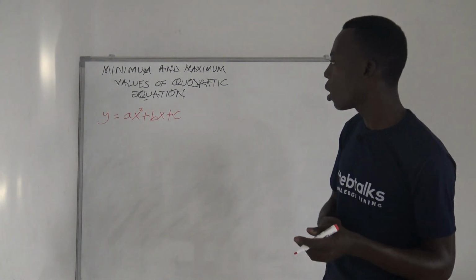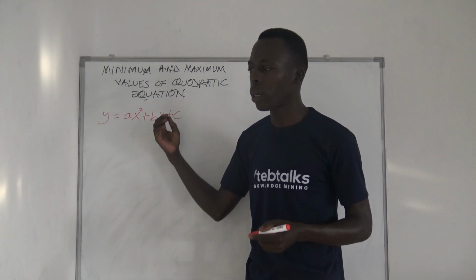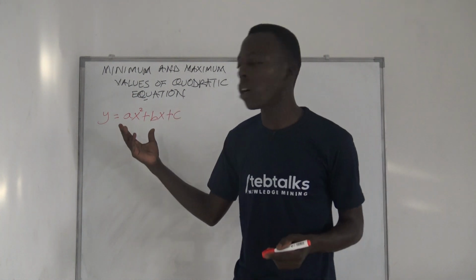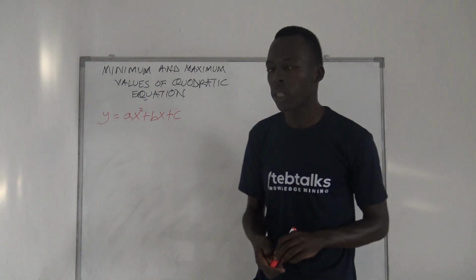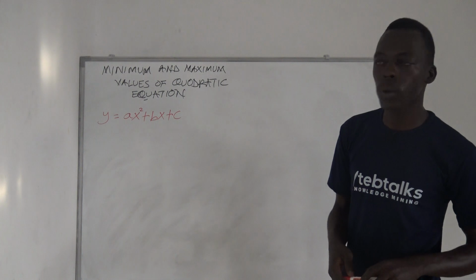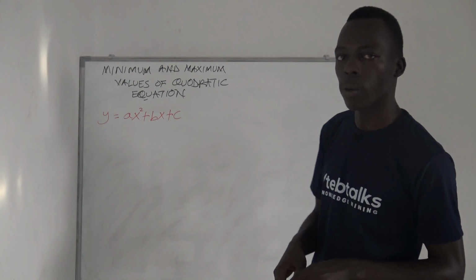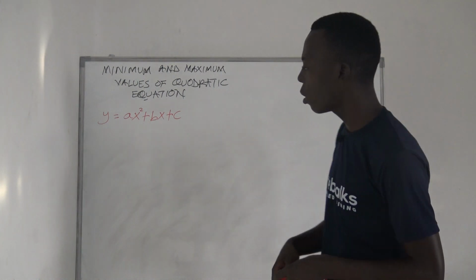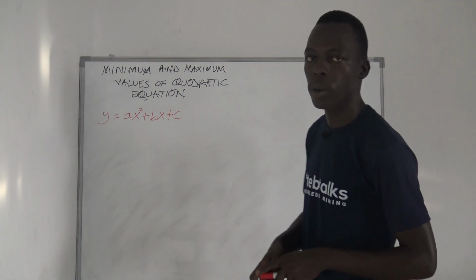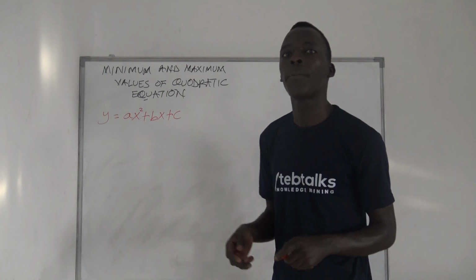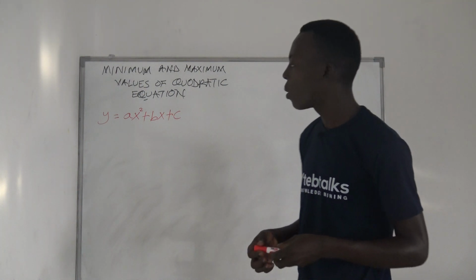Now, you cannot get the minimum and maximum straight away from here, but there is something which you have to do first so that you can get that value of a minimum or maximum. Like the other time, we said we can use the method of completing squares while getting the values of x. So when you are getting the minimum and maximum values of a quadratic equation, what is needed is to use the method of completing squares.